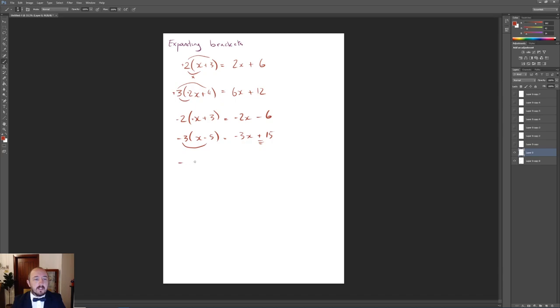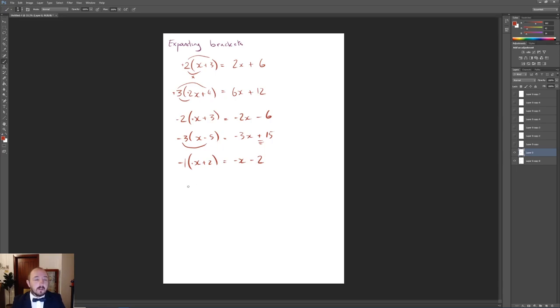And what about if we just have a negative with nothing else? What do you think happens here? Well, the negative would have an invisible 1 here. So we're doing negative 1 times positive x, which is negative x. And then negative 1 times positive 2 is negative 2, like that. So if you have a negative in front of a bracket, what that does is it changes the sign of everything inside it. So this positive becomes a negative, and this positive becomes a negative here.